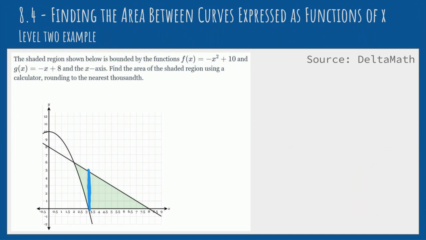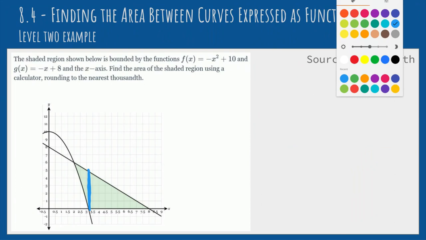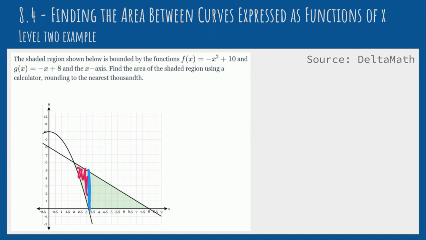And we can see that at this point, the bottom function changes from that parabola to the x-axis. So we are going to have to represent this area with two separate integrals. One of the integrals for the left part of the region here is going to be going from that intersection to where the parabola intersects the x-axis, or the zero for that parabola. And then the other area is going to go from that point over to where the line intersects the x-axis.